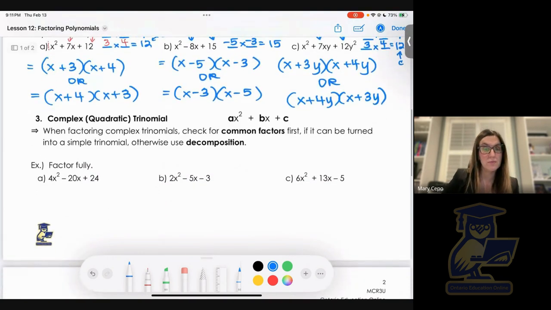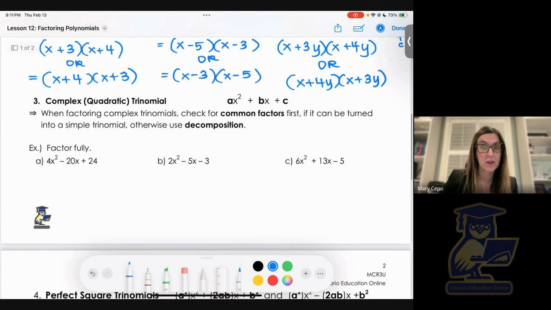Okay, the third method is when we're factoring complex trinomials. When factoring complex trinomials, check for common factors first. If it can be turned into a simple trinomial, because that's what you want, because a lot of times it's just a common factor, and all of a sudden we're dealing with a simple trinomial. You would like that. Otherwise, we have to use another method called decomposition.